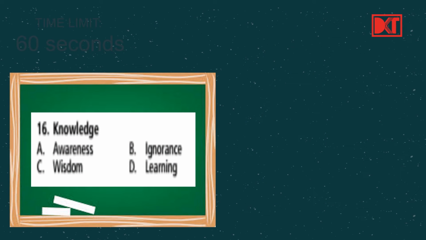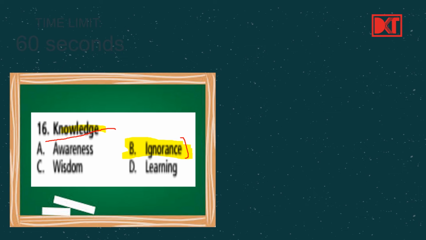Okay, the next word is knowledge. Here the options are A. Awareness, B. Ignorance, C. Wisdom, and D. Learning. Here the antonym of knowledge is ignorance. Ignorance is actually referred to as that state of not really being interested in what is happening, which is the lack of knowledge, the lack of information, and not paying any interest in all that.